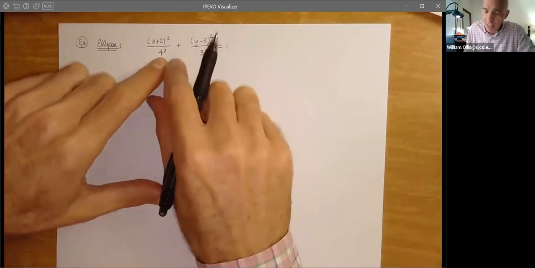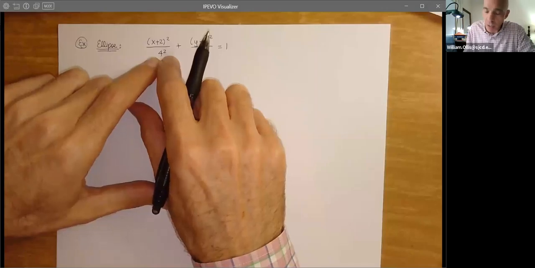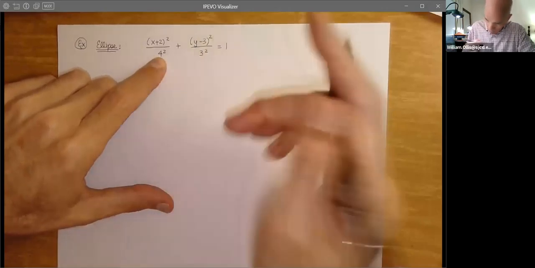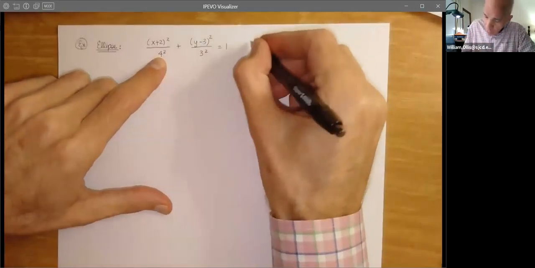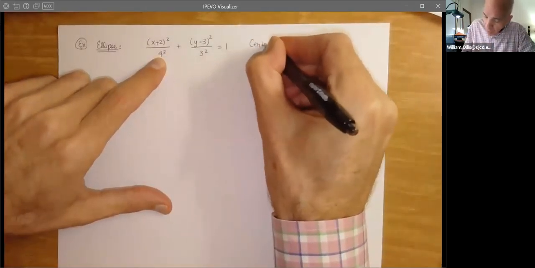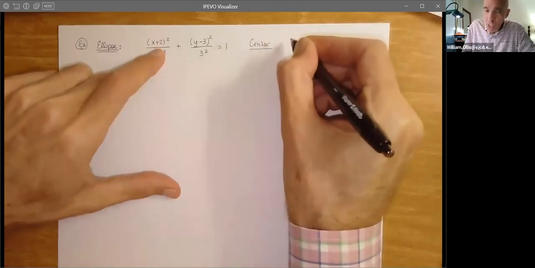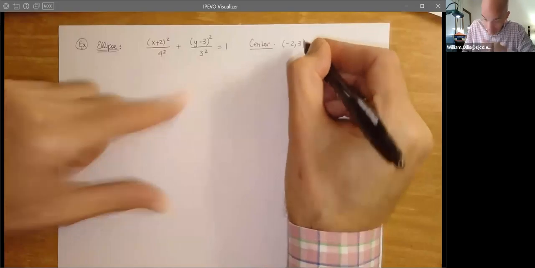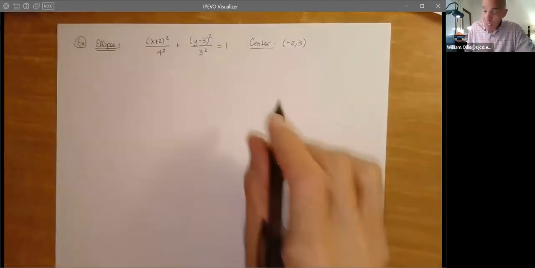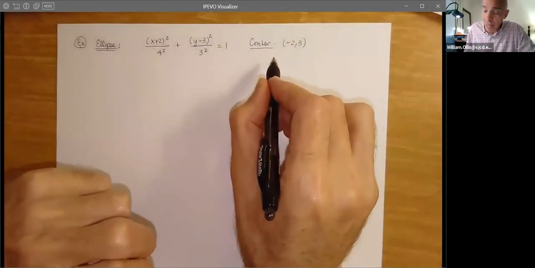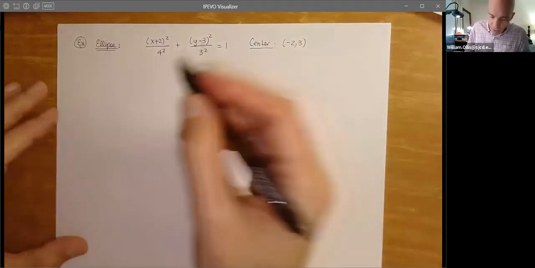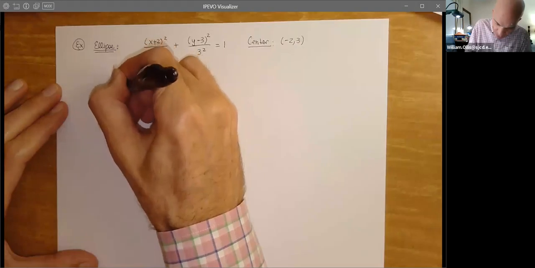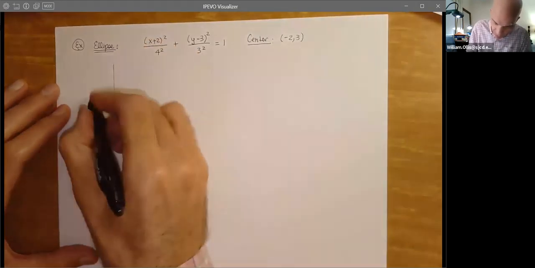Now, if we look at this and you remember what you did, we thought about translating equations using functional transformations. And so we look at this particular setup here where we see that the foci are centered on the horizontal axis because this is the larger denominator. And so what we have here, the center of the ellipse would just be at negative 2, 3.